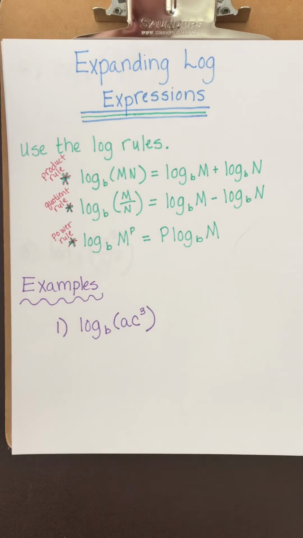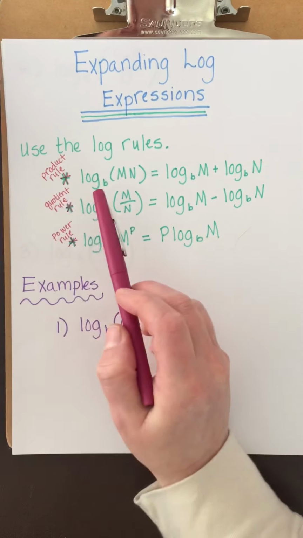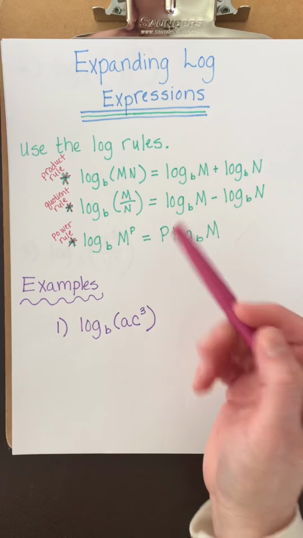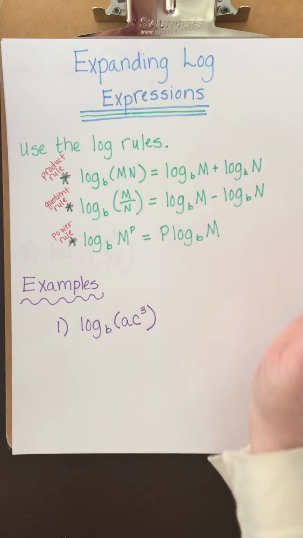Hello everybody. Today we're going to talk about expanding logarithmic expressions, and we're going to use the three rules that we learned about previously. The product rule, which says if you have the log of a product, you can change it to the log of each factor and take the sum.